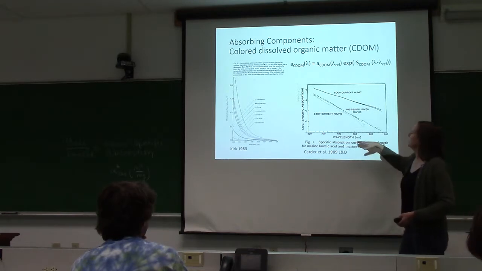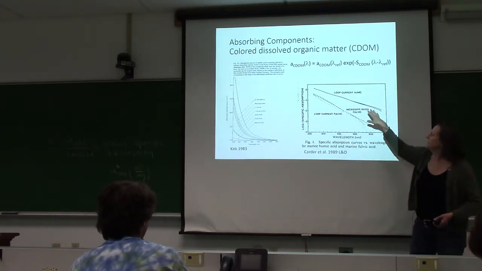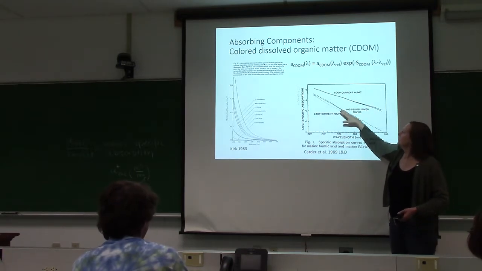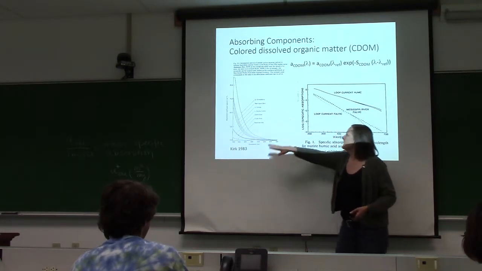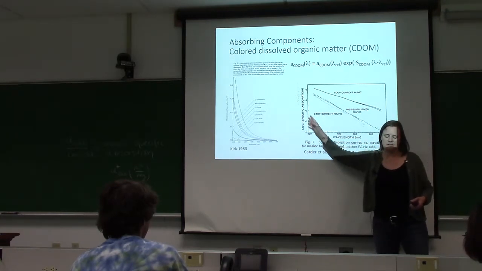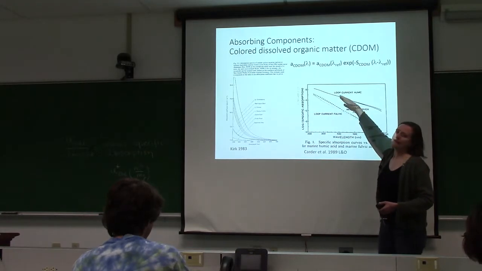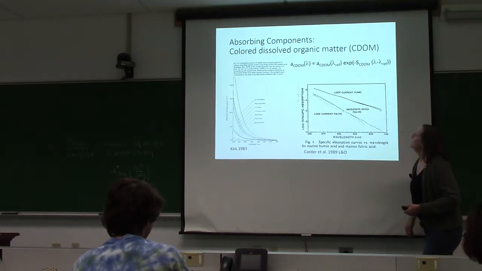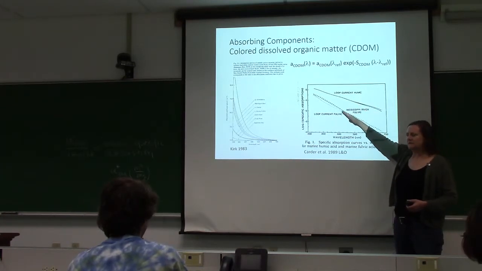So Ken Carter did a lot of work in the Mississippi, and he made measurements in the loop current in the Mississippi River, and he had absorption spectra that looked much like this, but then he plotted them on a log curve, or I'm sorry, a log transform axis. And of course, if you have an exponential, it ends up as a line on a log axis. And he found that there were really significant changes in the slope of that absorption curve.